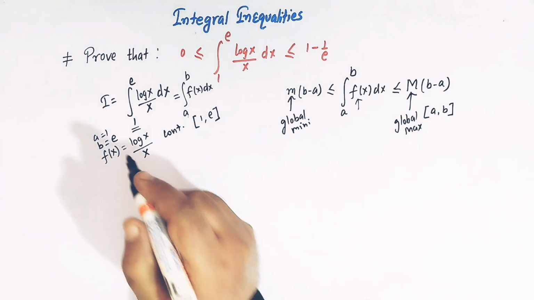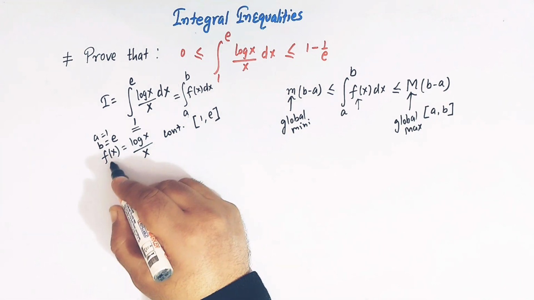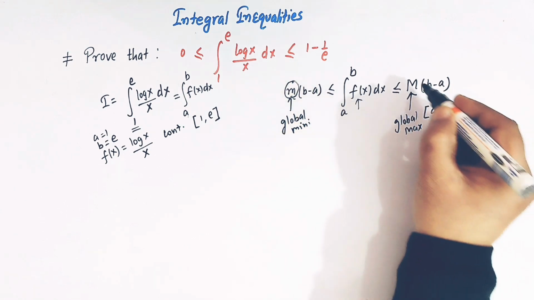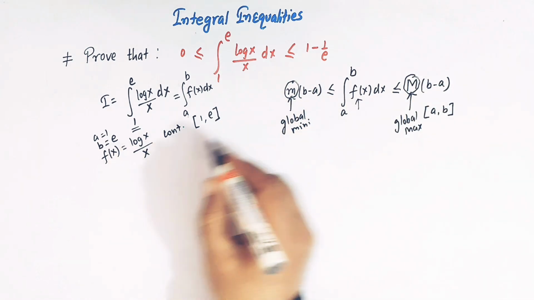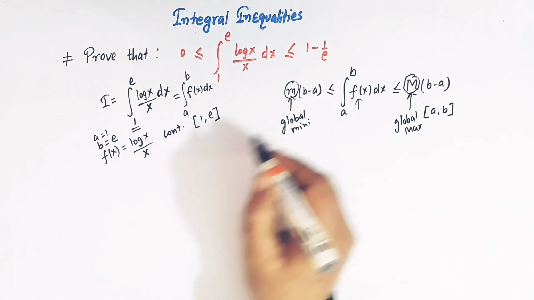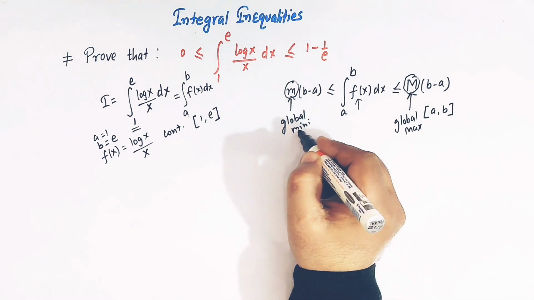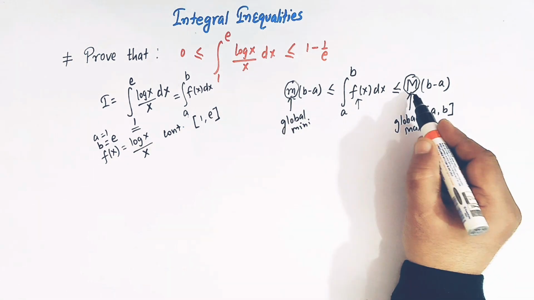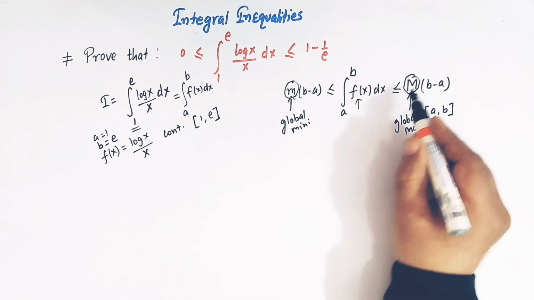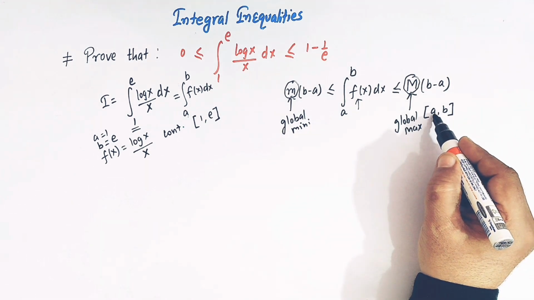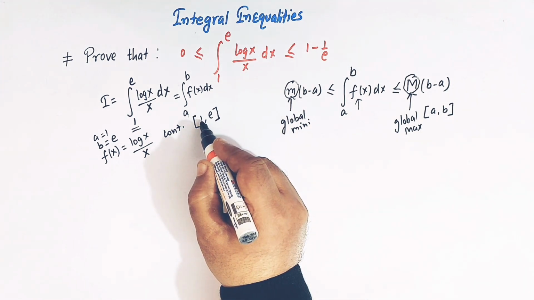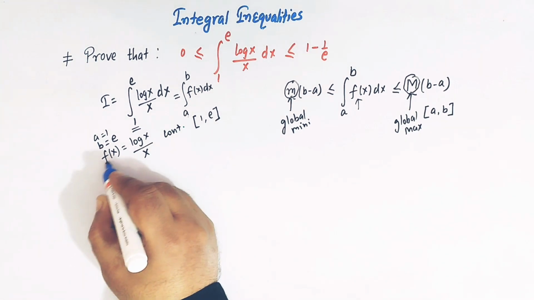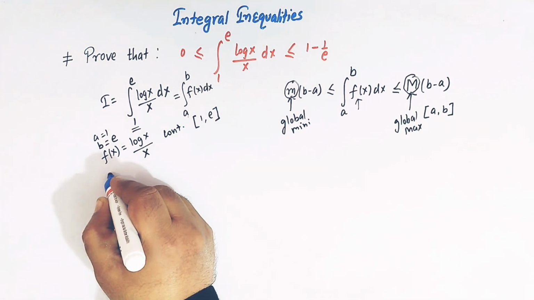So let us investigate this function f of x for this small m and this capital M, right? It means we have to find the global minimum, that is the absolute minimum of this function, and the absolute maximum of this function in the interval a comma b, which is 1 comma e. So let us differentiate f of x with respect to x.